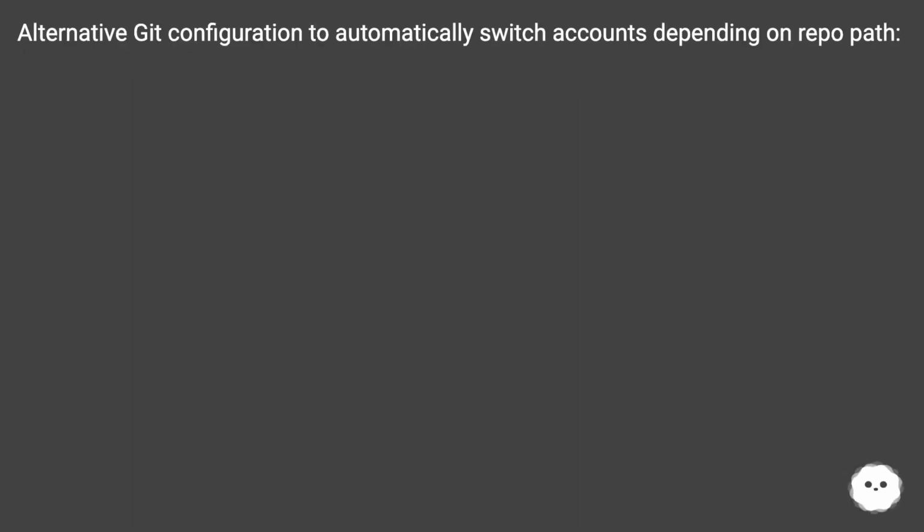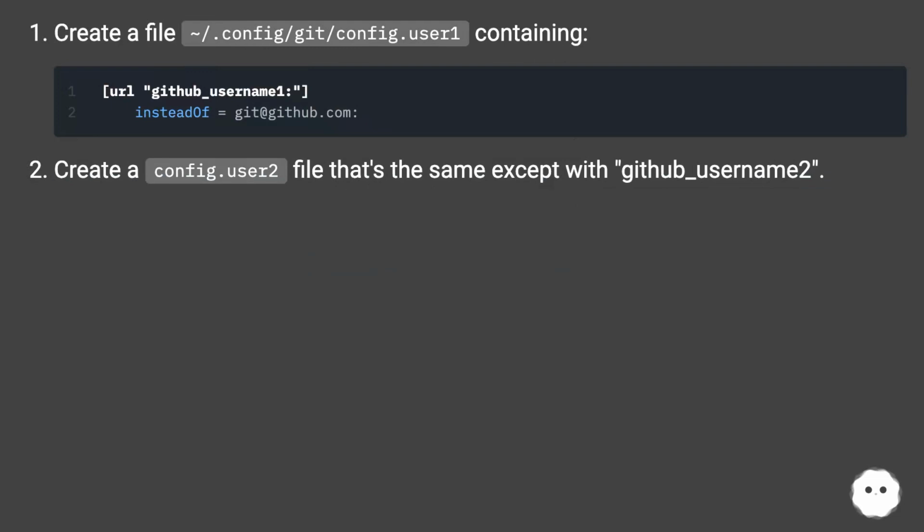Alternative Git configuration to automatically switch accounts depending on repo path. Create a file ~/.config/git/config.user1 containing: Create a config.user2 file that's the same except with GitHub_username2.